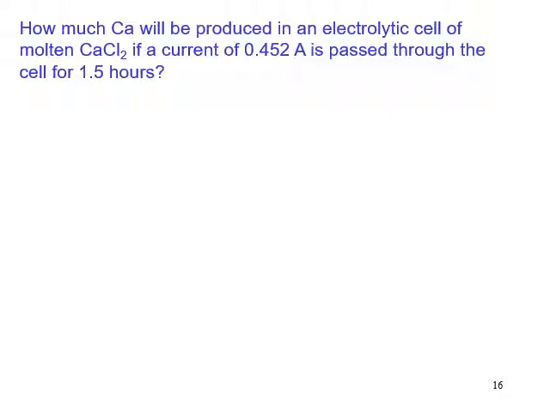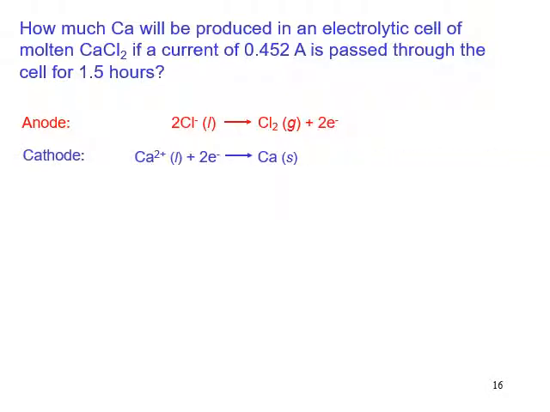So let's look at this example. How much calcium can be produced in an electrolytic cell of molten calcium chloride if a current of 0.5452 amps is passed through the cell for 1.5 hours? So now, what could be the anode here? It's calcium chloride. So this is going to be the reverse of what we would think it was because this is electrolysis. So normally, running downhill, calcium likes to go this way, but now it's an electrolysis. So calcium is at the cathode. Calcium is being reduced to calcium metal. And at the anode, chloride is being oxidized to chlorine gas.